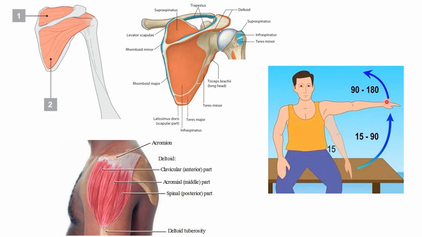And this is the abduction process, 0 to 15 degrees by supraspinatus. So abduction is initiated by the supraspinatus muscle, then 15 to 90 degrees by the deltoid muscle, and 90 to 180 degrees by scapular rotation, by two muscles, trapezius and serratus anterior.